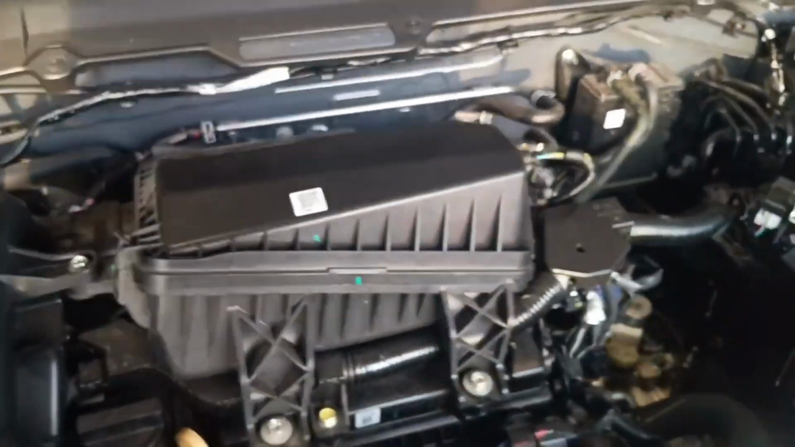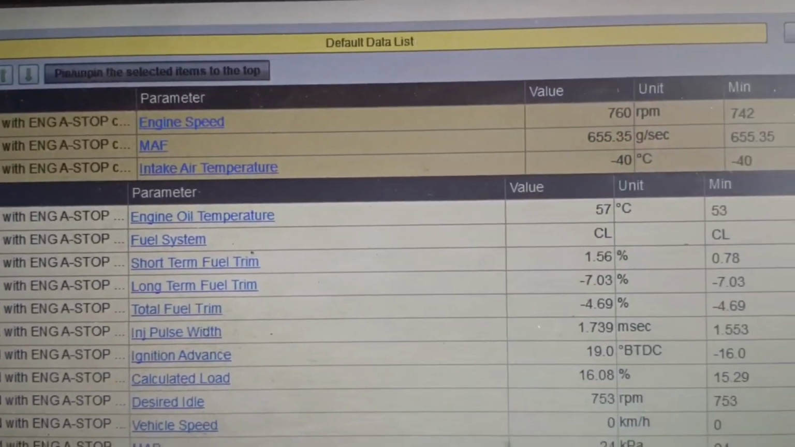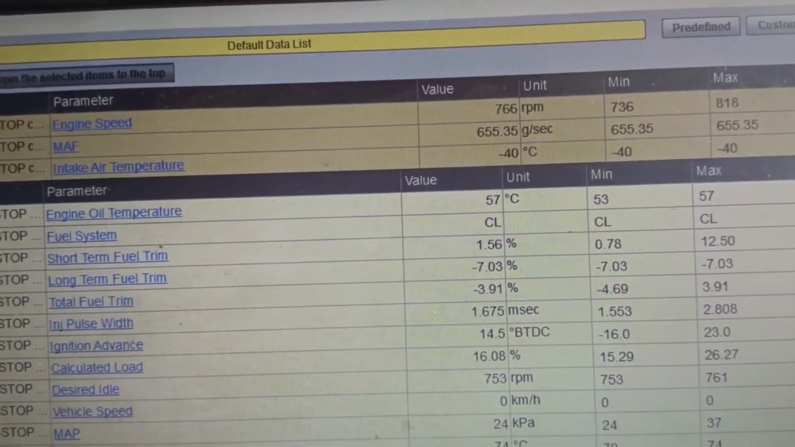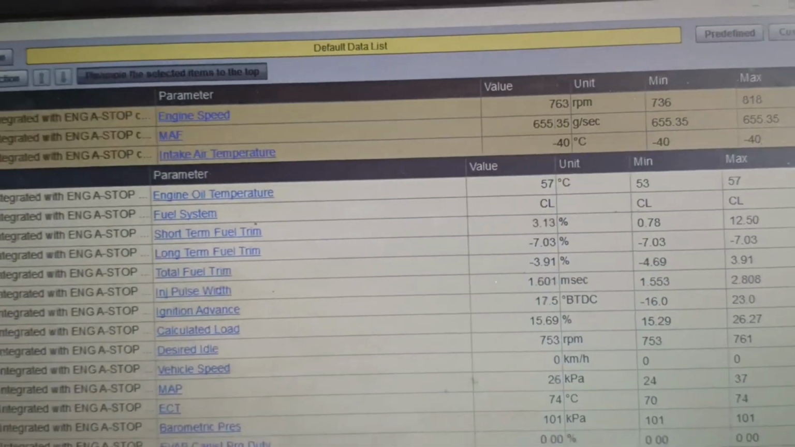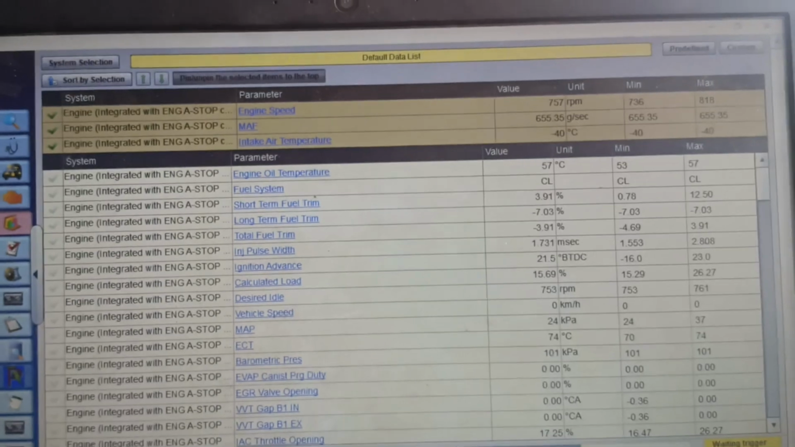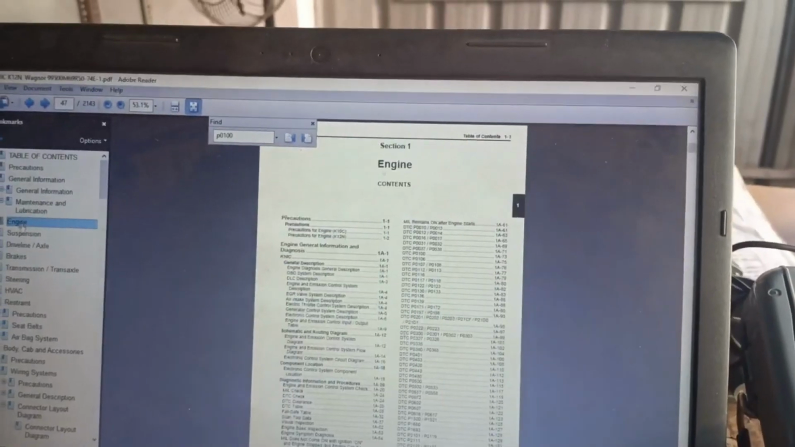After starting, we need to check the data showing in the scan tool data, MAF and IAT reading. Write down the values in the answer sheet. MAF and IAT data. Write down in the answer sheet the MAF and IAT data. Then we need to go to the service manual.